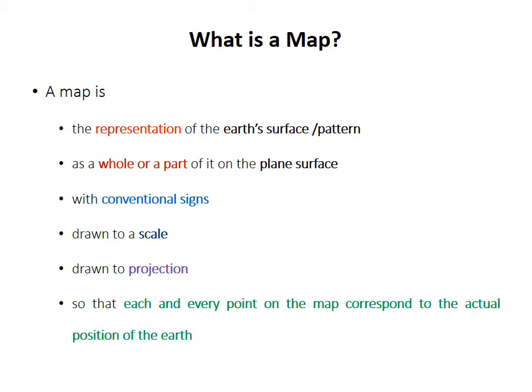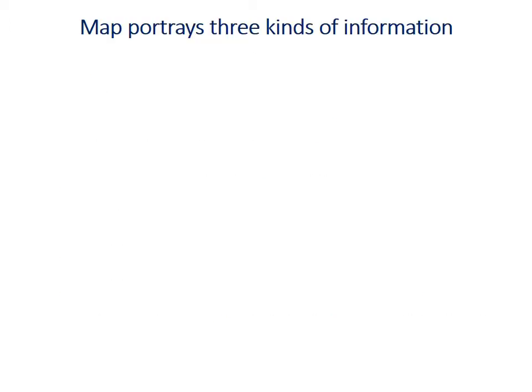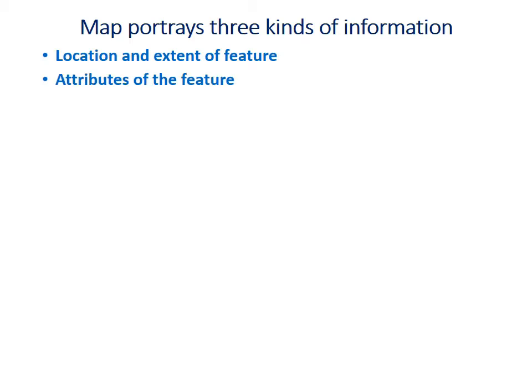Maps are abstract representations of the physical features of a portion of the Earth's surface graphically displayed on a planar surface. Map making dates back to the Stone Age and appears to predate written language by several millennia. A map portrays three kinds of information for us: the location and the extent of the feature, the attributes of the feature, which is the characteristics of the feature, and the relationship of the feature to other features, which is called the topology.